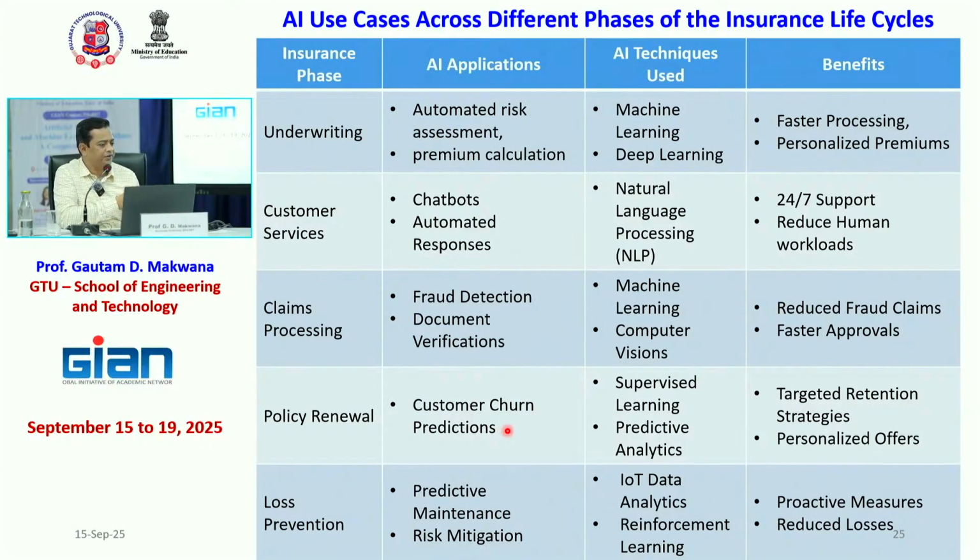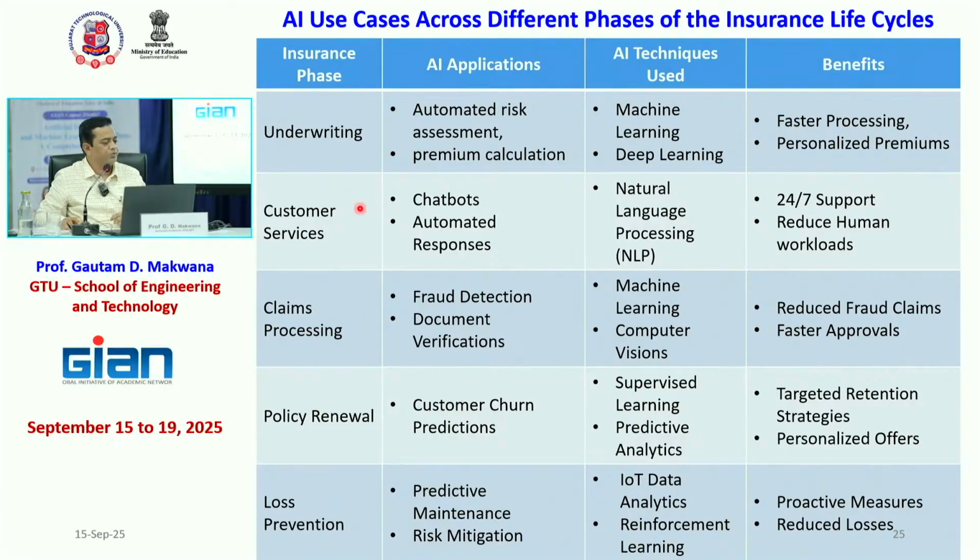Some of the AI use cases across the different phases of the insurance life cycle. In underwriting, the AI application is automated risk assessment using machine learning and deep learning, and some of the benefits are faster processing and personalized benefits.